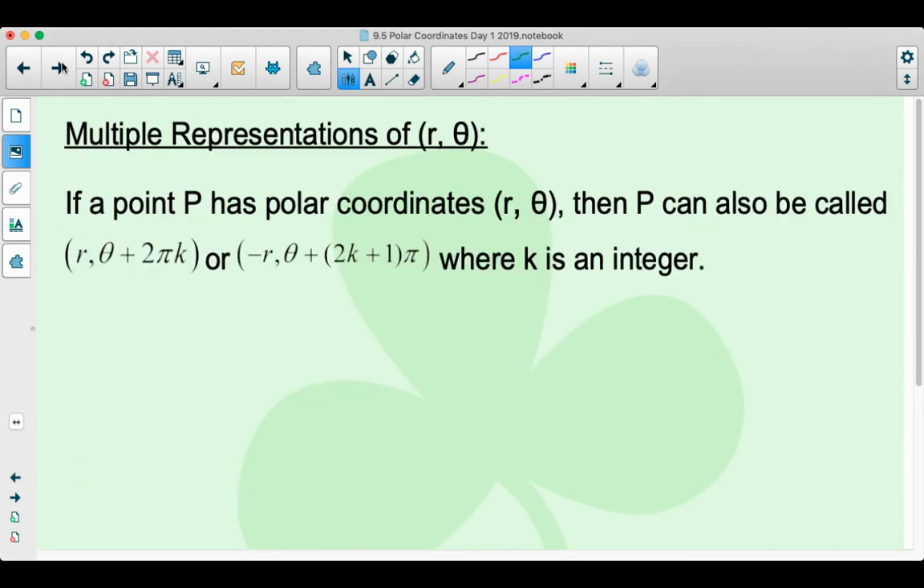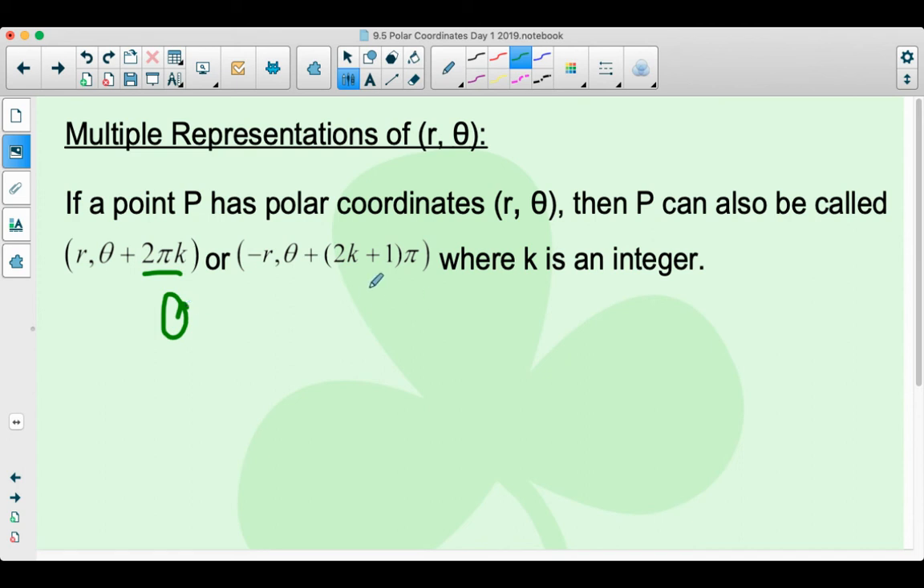So going back to that, you can have multiple representations of the same angle in terms of r and theta by looking at their coterminal angles. So if I have r and theta plus 2 pi k, this is just to get us full rotations around the circle. So we could have done that last one and added 6 pi thirds. That would have gotten us to 7 pi thirds, just a full rotation. So negative 2 comma 7 pi thirds.